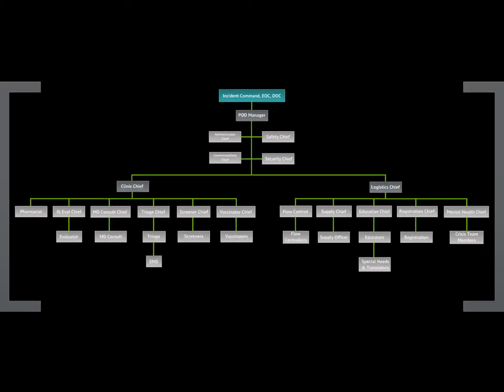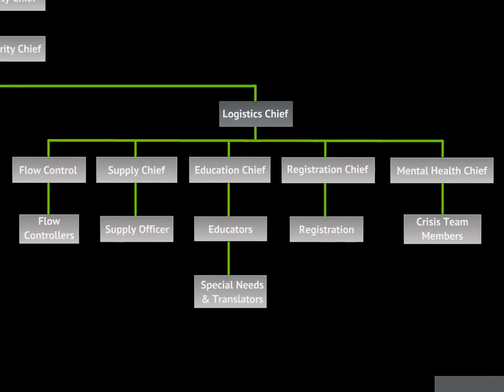Returning to our organizational chart, we will now look at the logistics chief, which is the area on the right of the chart. The logistics chief is the last of the 7 core management pod functions. There are 5 chiefs below the logistics chief, as shown on the chart.